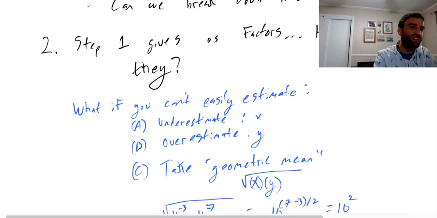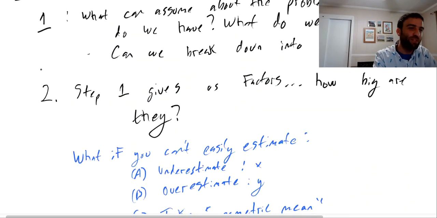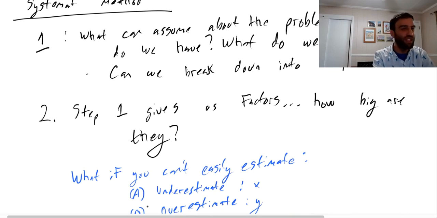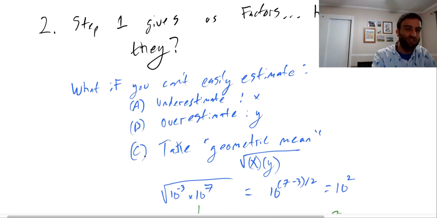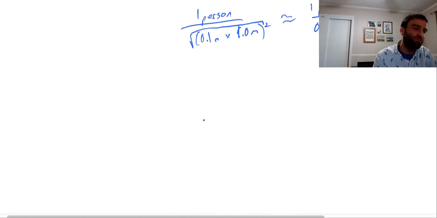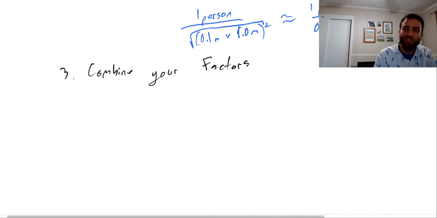Okay, so that's step 2. We're basically home free because we've broken down the problem into a bunch of factors, and we've either been able to guess what all of those factors are, or we have this geometric mean trick for coming up with some estimate of them. So then step 3 is just combine your factors. Multiply them all together, and come up with an order of magnitude estimate.